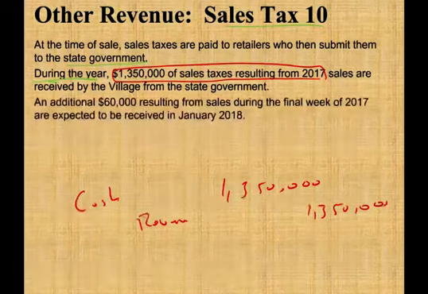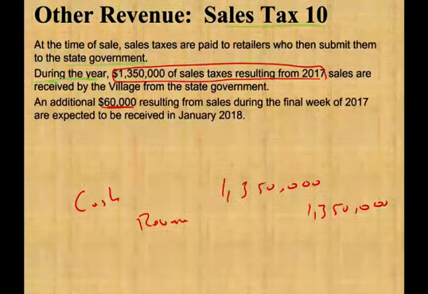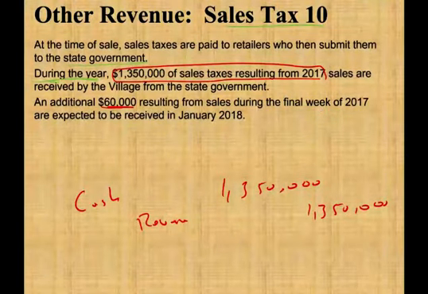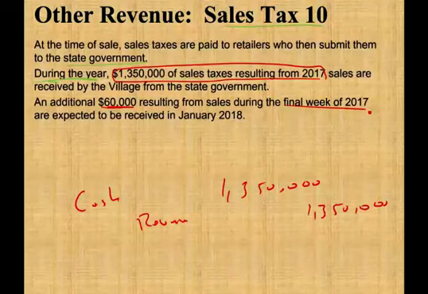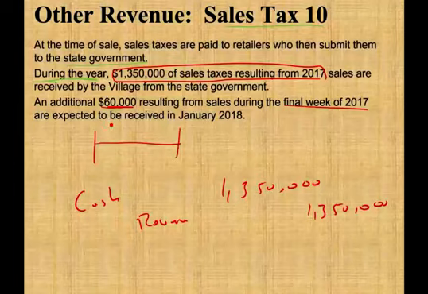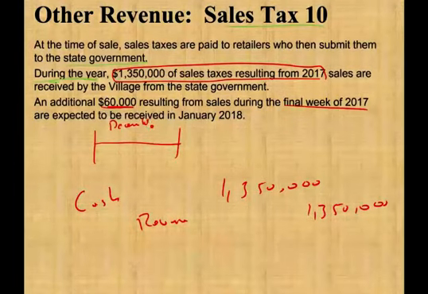Okay. An additional 60,000 resulting from sales during the final week of 2017 are expected to be received in 2018. So in addition to the cash that they send us, there were some sales happening in the final week of 2017. Because here's how it works. Let's assume we're dealing with the month of December. The businesses make sales in December.